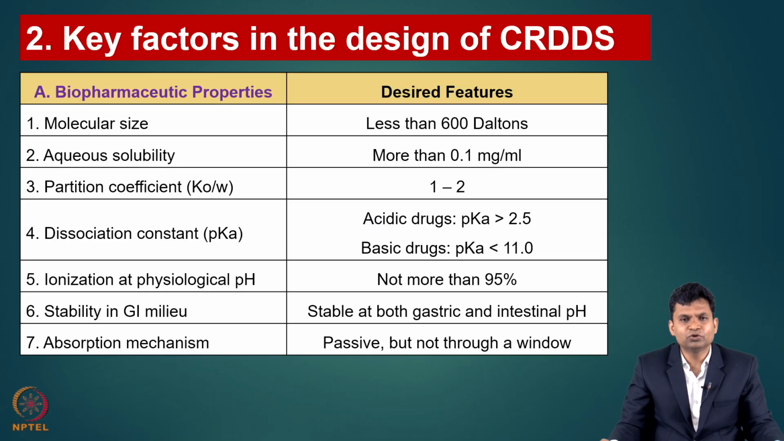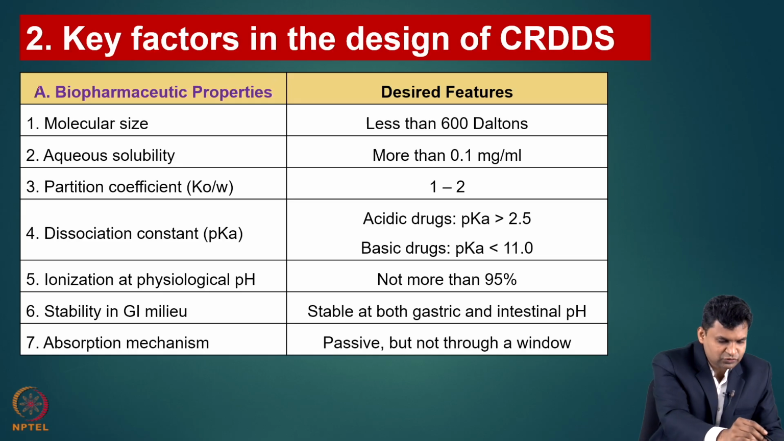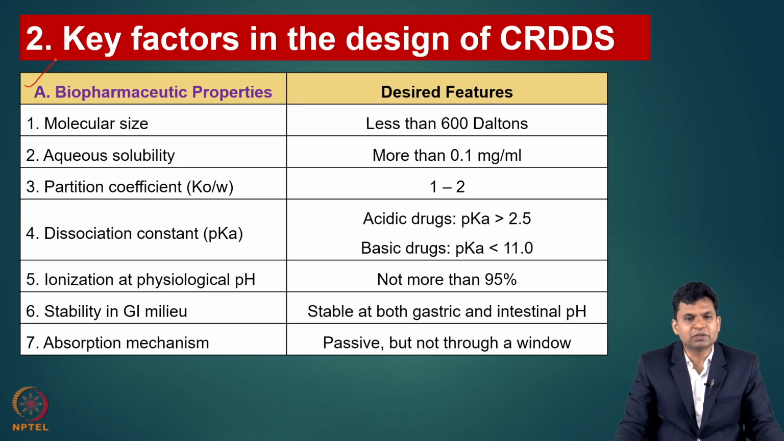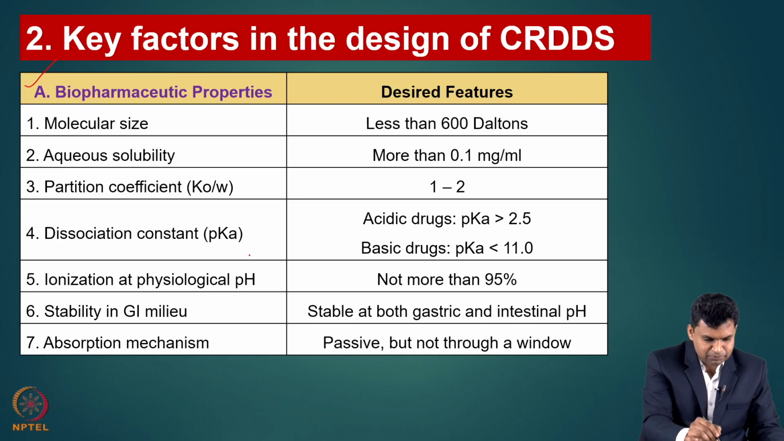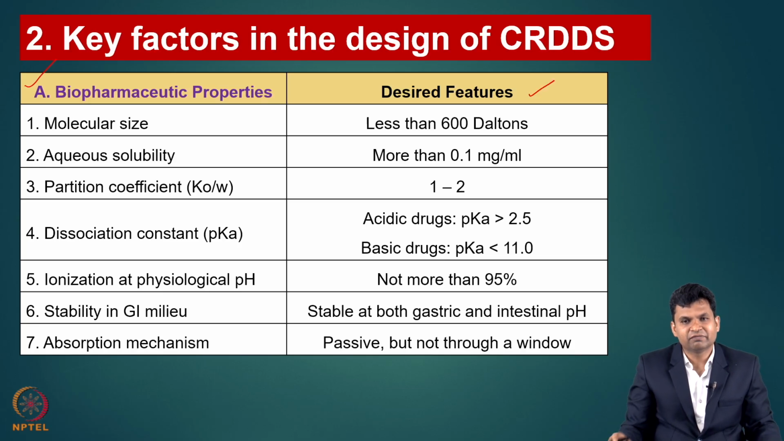So, now I am going to discuss some of the key factors which are involved in the designing of controlled release drug delivery systems. As we know, this can be classified into three things. First, we are going to see the biopharmaceutical properties. Here we can see the various biopharmaceutical parameters, and these are the desired features which are required for a candidate to be designed as a controlled release delivery formulation.